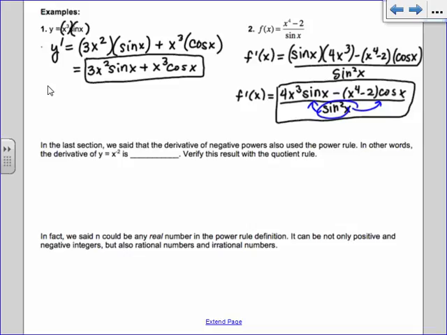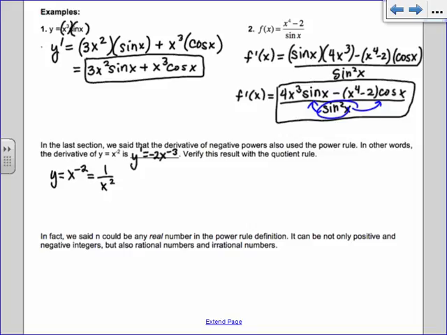All right, so here we go. It says in the last section, we said that the derivative of negative powers also uses the power rule. So in other words, the derivative of x to the negative 2 was y prime equals negative 2 x to the negative 3. Okay, so let's verify this. Let's see why this is true with the quotient rule. Let's say we have y equal to x to the negative 2, which is really the same as 1 over x squared.